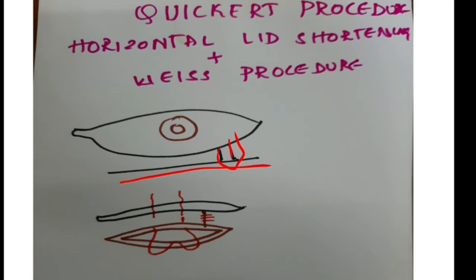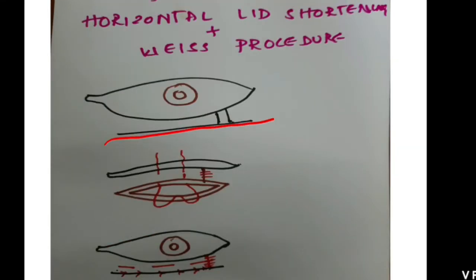followed by approximation of the respective layers, followed by Weis procedure, where you are placing a horizontal incision which is full thickness, around 4 mm below the eyelid margin, followed by placing the mattress sutures which are passed through the lower portion of the tarsus to emerge on the skin 1 mm below the lid margin. So you place 3 such sutures followed by the closure of the skin. This is about Quickert procedure.